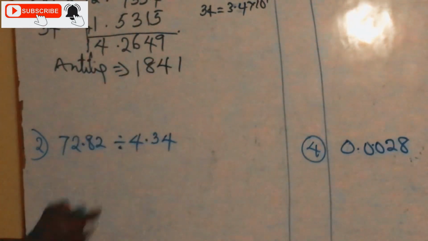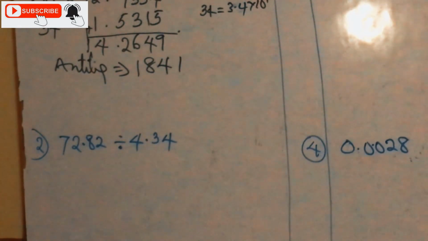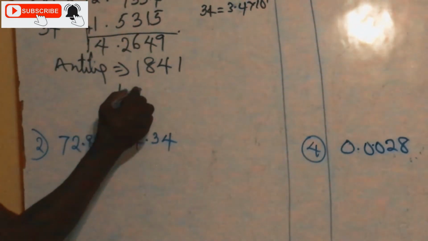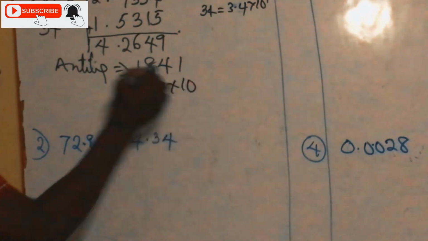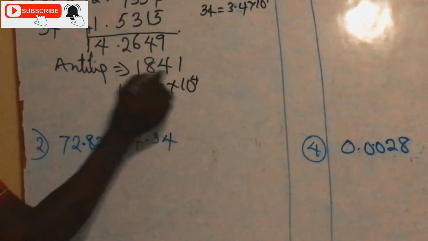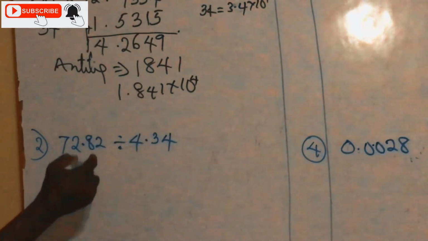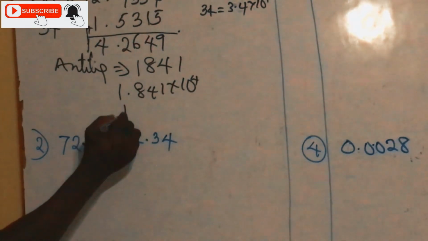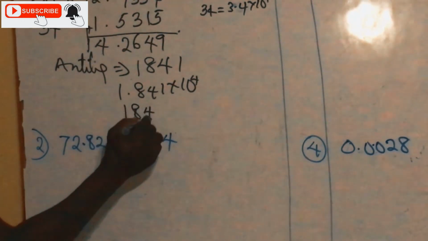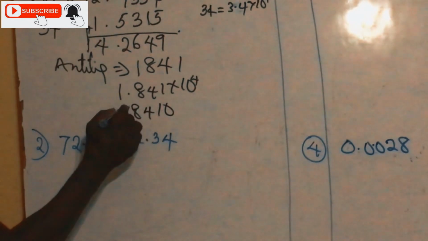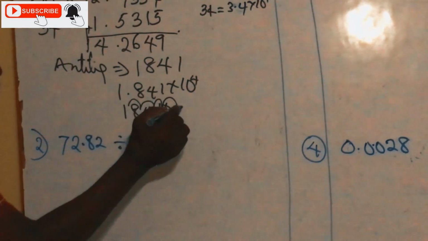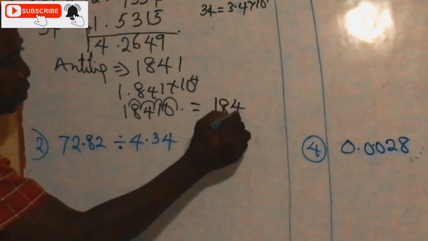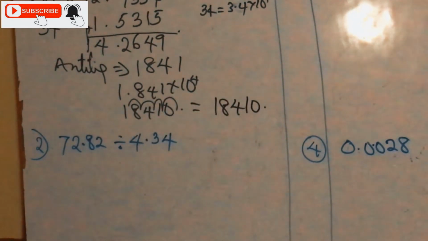1841. Then it will now be expressed in terms of standard form: 1.841 times 10 raised to power 4, the excess here. So we now write it as an ordinary number. We shift the decimal point forward 4 times. 1841, 0, 1, 2, 3, 4, point. So the answer will now be 18410 point. That is the answer.